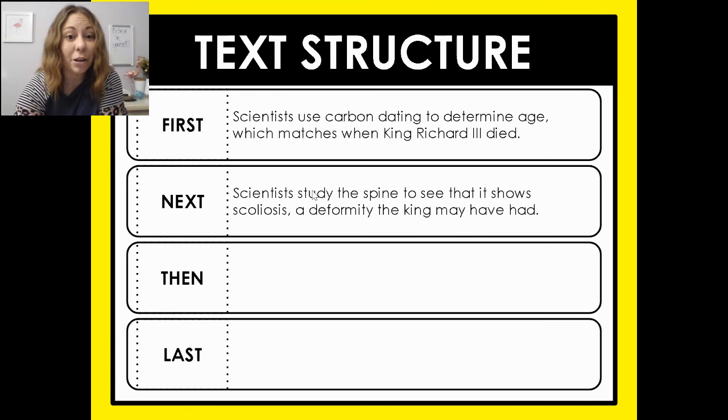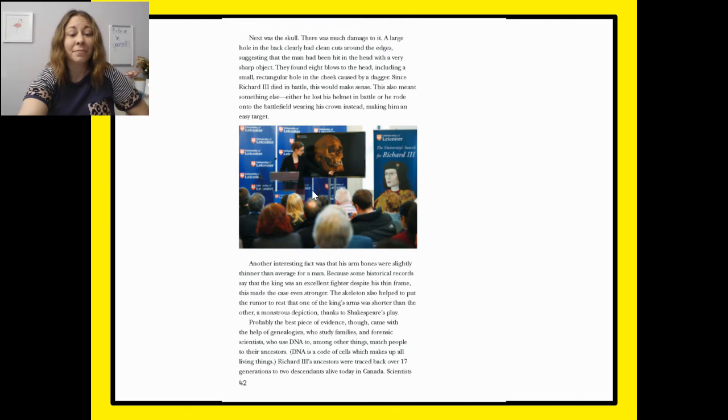So, in my graphic organizer, I can add that scientists studied the spine to see that it shows scoliosis, a deformity that the king could have had, because we knew that the king could have been hunchbacked. But we also know that this skeleton is showing scoliosis, which matches being hunchbacked, because back 500 years ago when King Richard III was living, they probably didn't have the word for the disease scoliosis. Okay, so that was the next thing that happened. So we're going to continue reading and see what's happening after that.